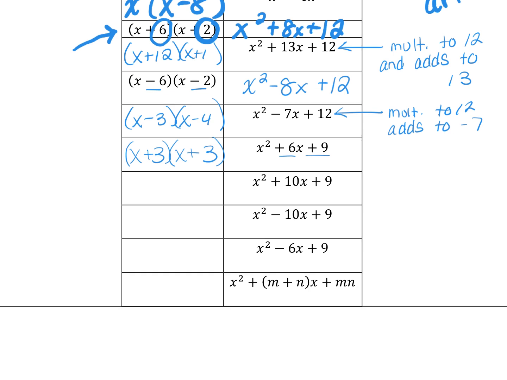So why don't you, at this point, go ahead and pause and try these on your own. Stop at that last one because that's a challenge.